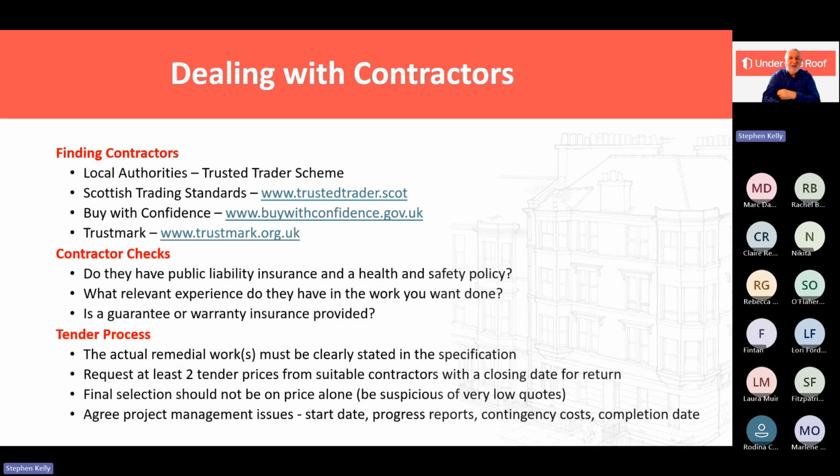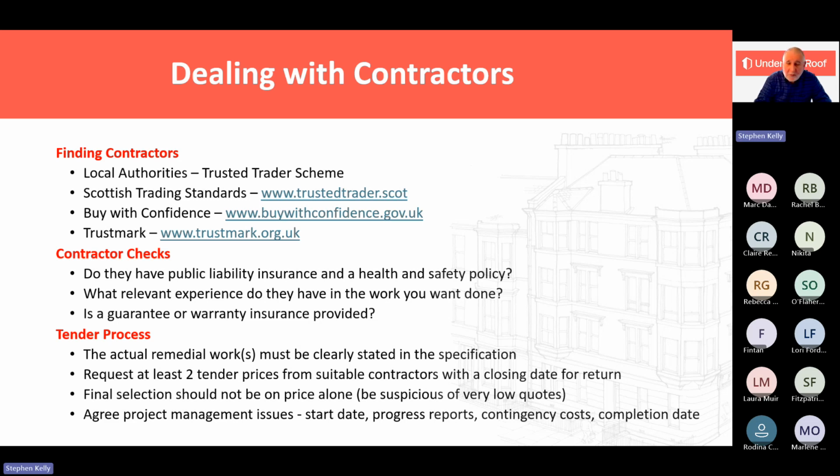We would always recommend you get at least 2 tender prices. We know that's getting harder because a lot of people aren't willing to tender for jobs unless they're guaranteed to get it. In an ideal world, we'd actually ask you to get 3 tender prices, but again, we know it's difficult. Try to get at least 2 tender prices and make sure they're all singing from the same hymn sheet.